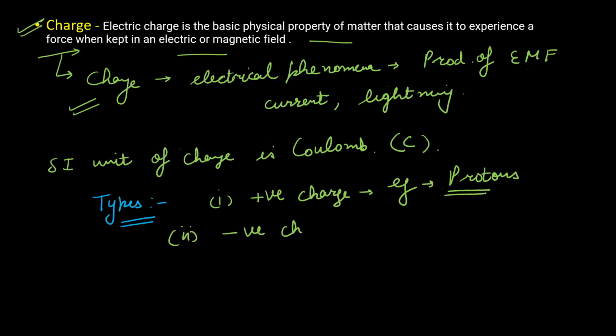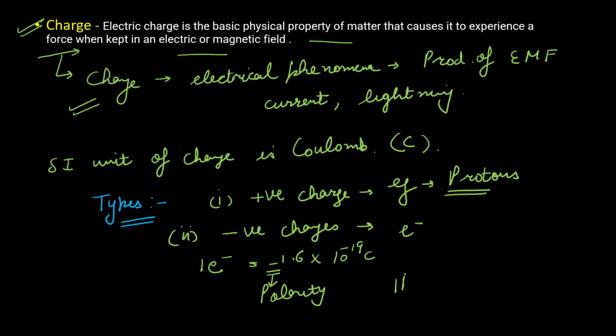Negative charges, the example of that is electrons. Each electron has a charge of 10 raised to power minus 19 coulombs. The negative sign depicts the polarity. In the case of a proton, only the sign changes, the charge magnitude remains the same.